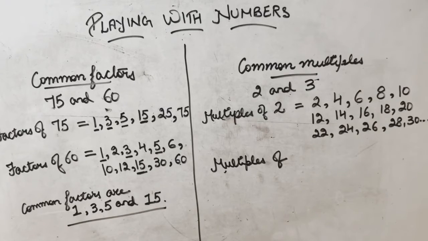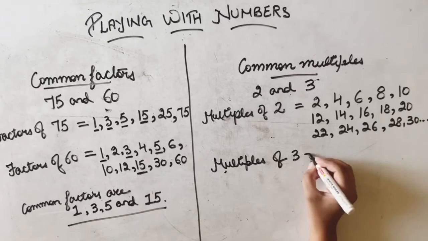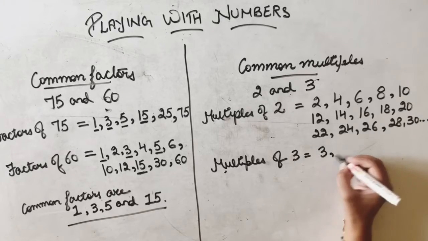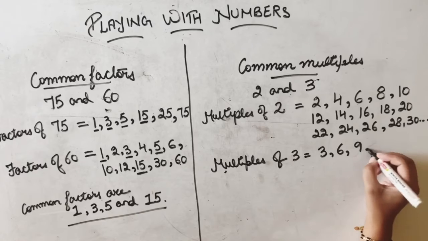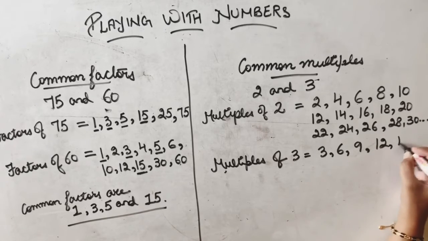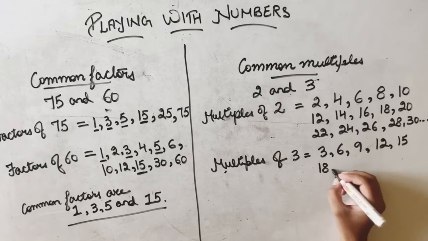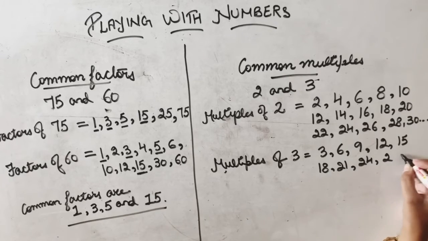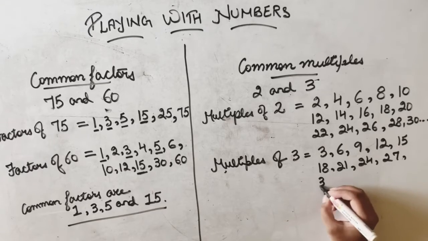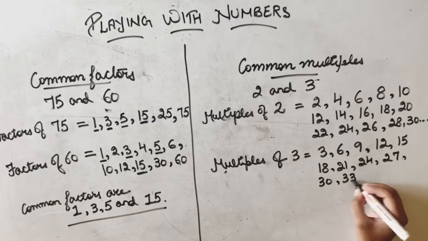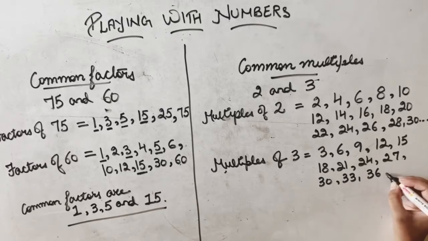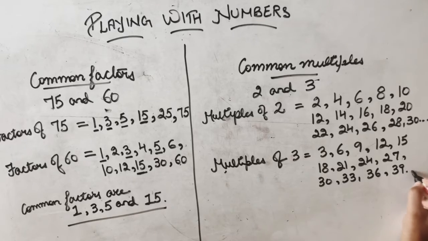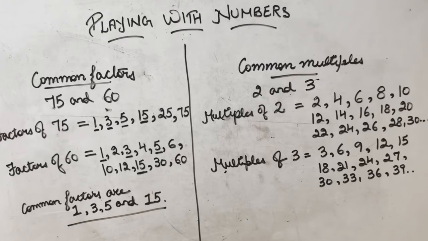Multiples of 3. 3 ones are 3, 6, 9, 12, 15, 18, 21, 24, 27, 30, 33, 36, 39 and so on. सबसे पहले हम कॉमन मल्टीपल्स देखेंगे.